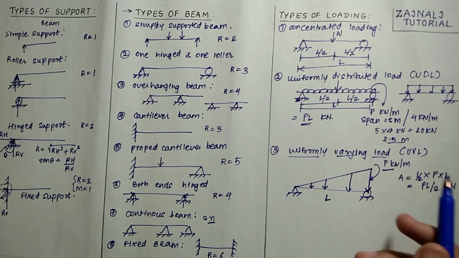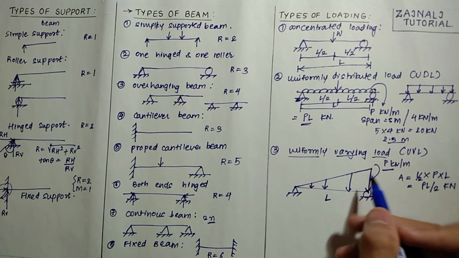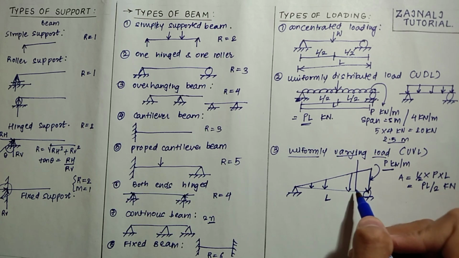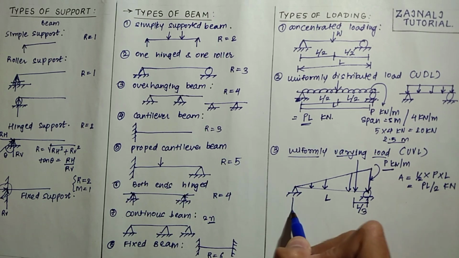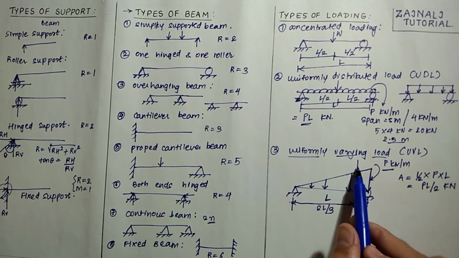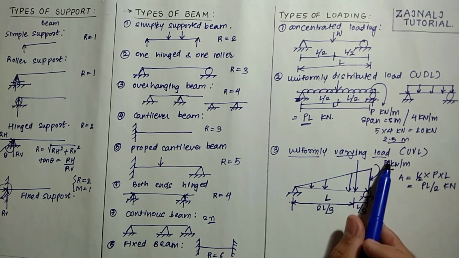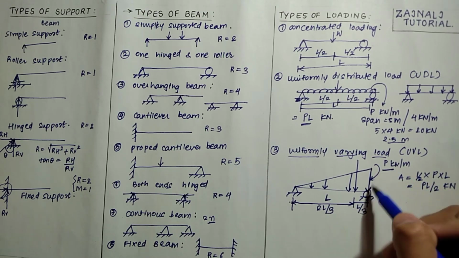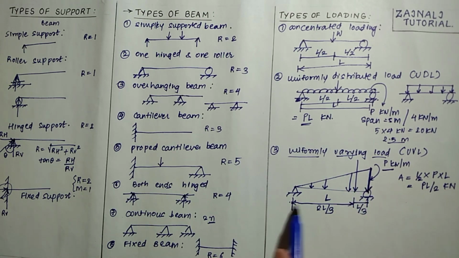Now, another point is at which distance that load would be acting. It would be acting at a distance of 1/3 from the bigger end, that is L by 3, and 2L by 3 from the shorter end. So this is the magnitude of the point load for a uniformly varying load, which will be acting at a distance of L by 3 from the bigger end. From this end it would be acting at a distance of 2L by 3.